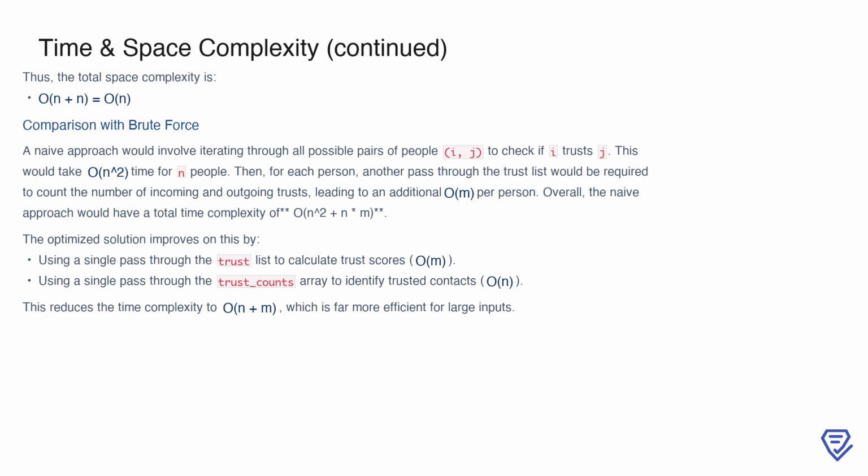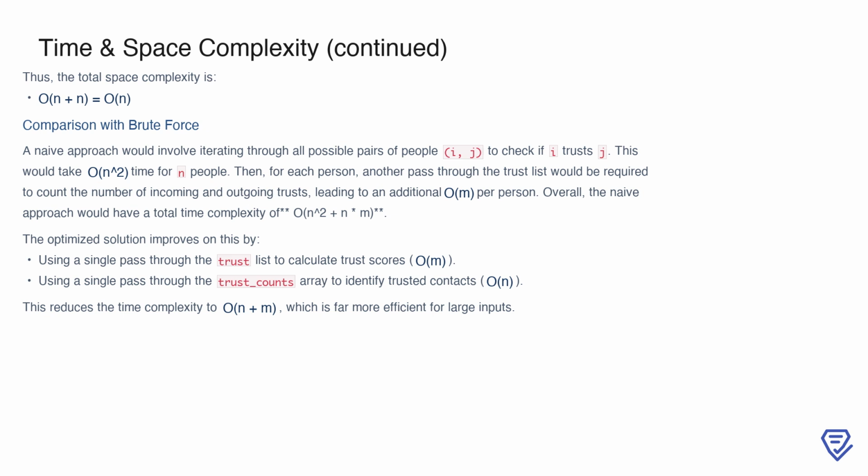Now, let's compare this optimized solution to a brute force approach. The naive method involves iterating over all possible pairs of people, i, j, to check if i trusts j, which takes O(n squared) time. Additionally, for each person, another pass through the trust list would be needed to count incoming and outgoing trust relationships, adding O(m) per person. This results in a total time complexity of O(n squared plus n times m) for the brute force approach.